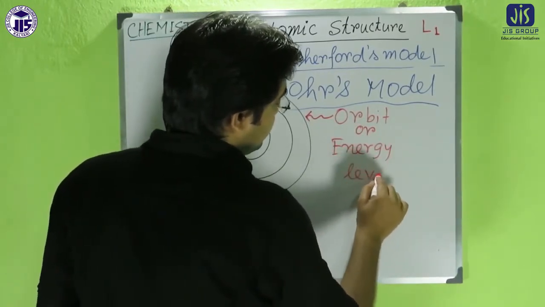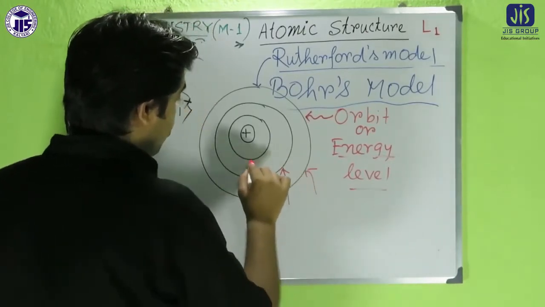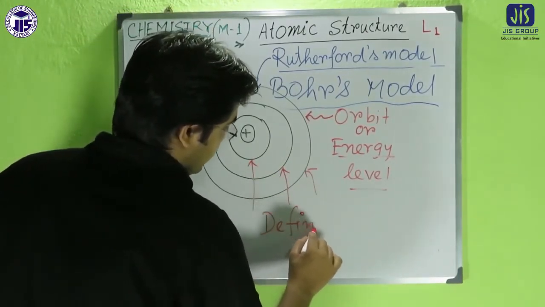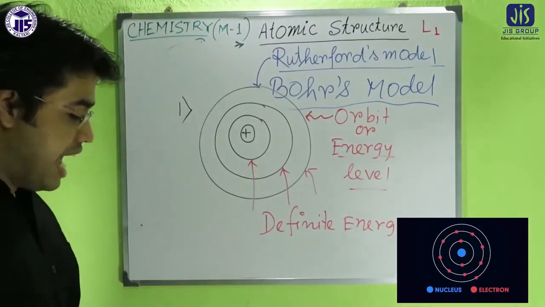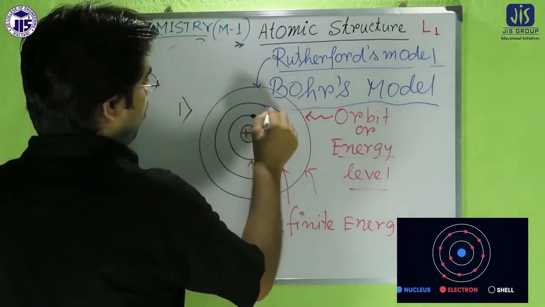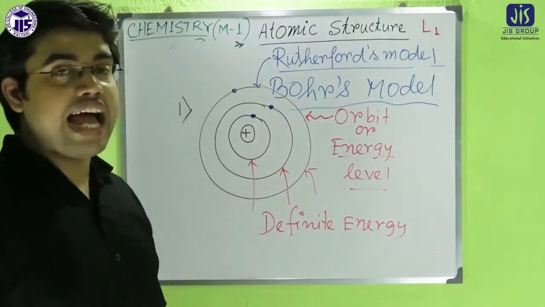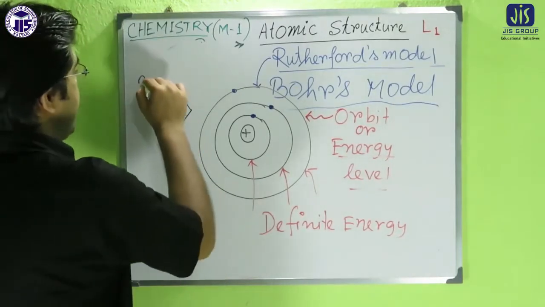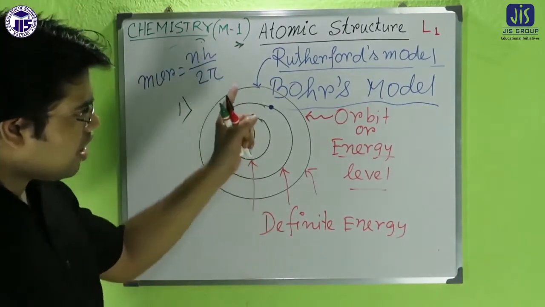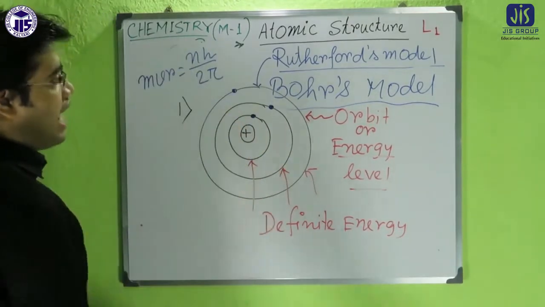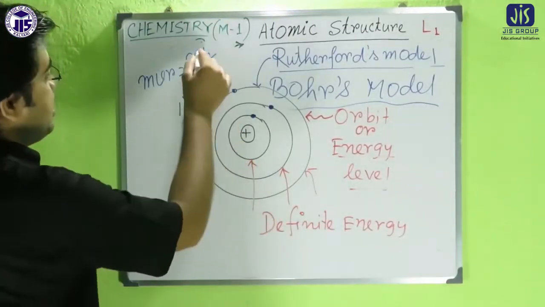Why did he use the term energy level? Because all the orbits have a definite energy. So that's why he used the term energy level, and electron will revolve in that particular orbit. Now which electron will be in which orbit? For that purpose there is an equation: mvr equals nh by 2 pi. Bohr told that the angular momentum of the electron will be equal to nh by 2 pi.